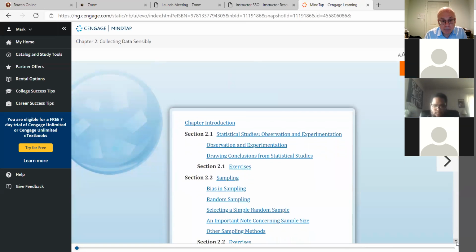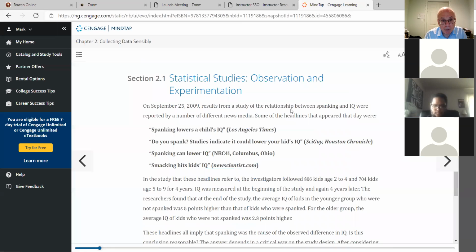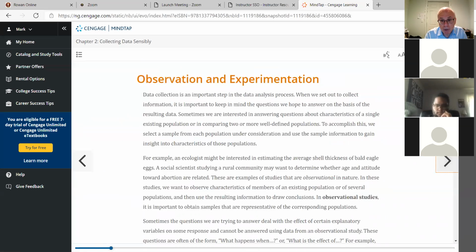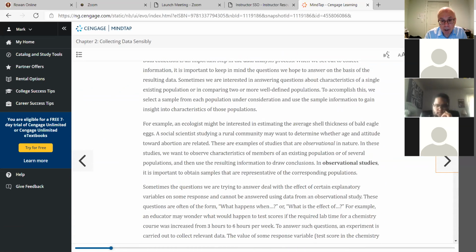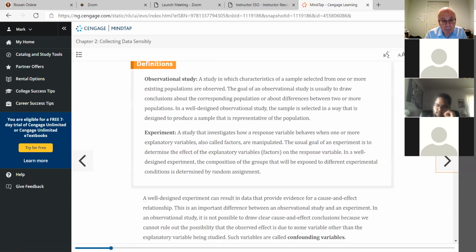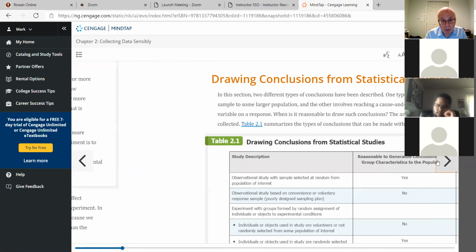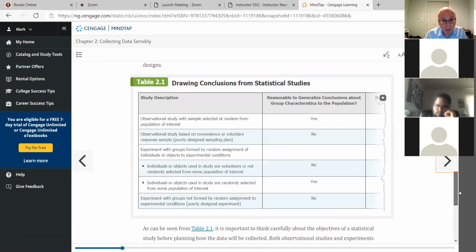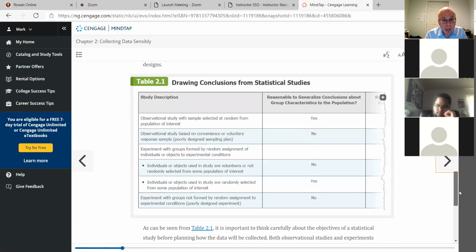And what do you have to know for chapter 2? Well, and they give some early examples. You have to know the difference between observational studies and experiments. So read through those definitions. It's right here. All right, that's important. Drawing conclusions from statistical studies. Here they're asking whether you can generalize your conclusions from the study to the population.